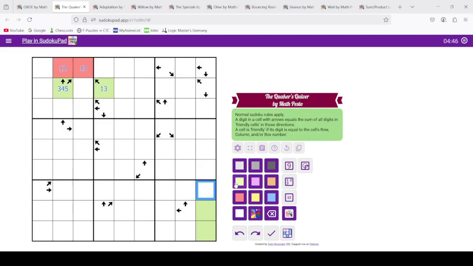Same is true for this one. This can't be a 7, because then this would have to be at least a 10. This could be a 6, though. Box or row number being a 6. Obviously can't be a 9. In fact, where can 9 go in this column? It has to go in one of those two cells, because no matter where 9 goes in this column, it has to be a friendly cell.